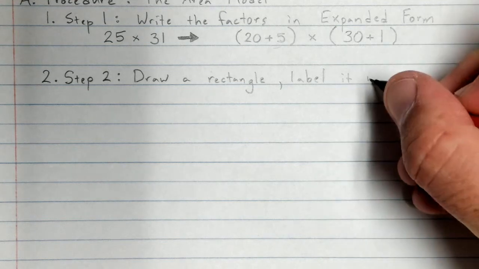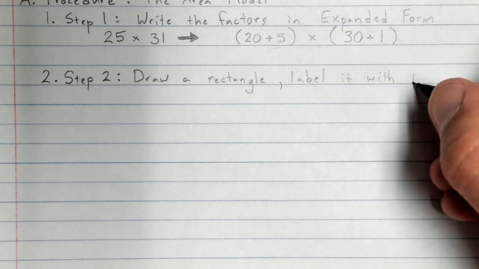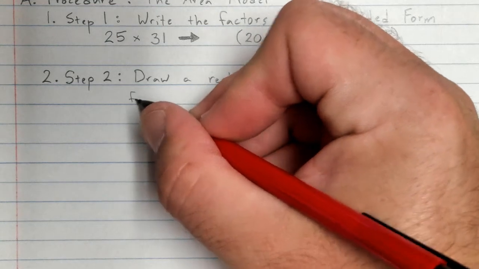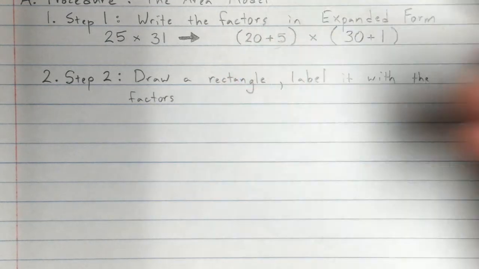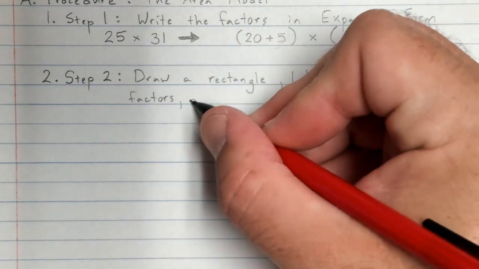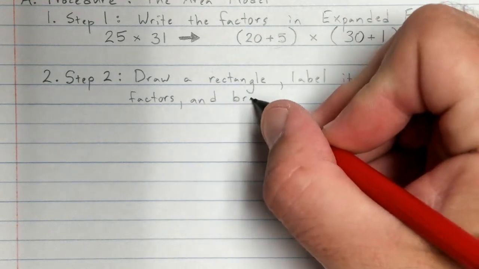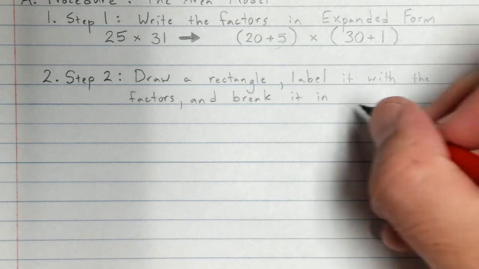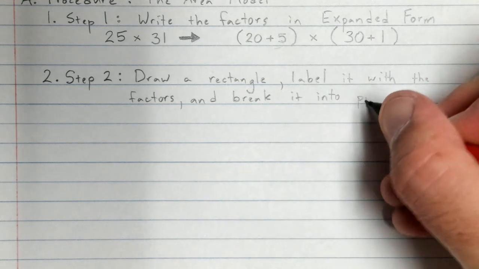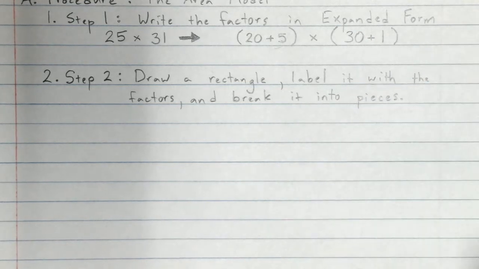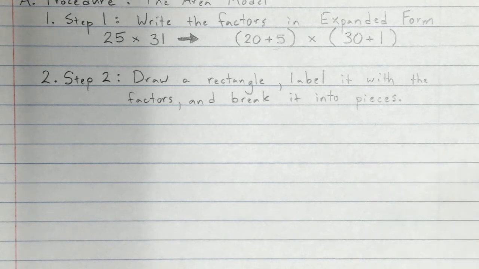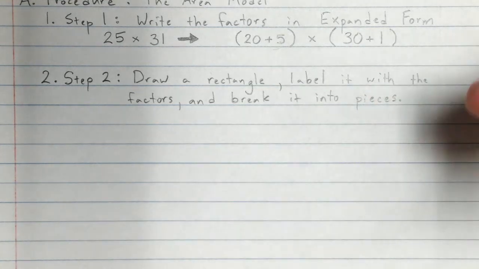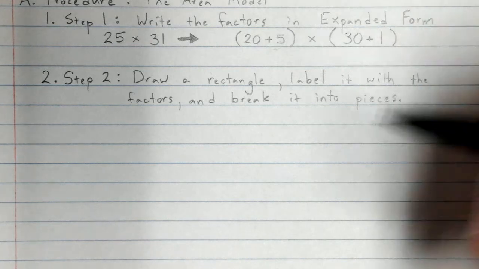Label it with the factors and break it into pieces. Break it into pieces. All right, let's see what that looks like. Okay. Now again, this does not have to be a perfect rectangle. It is just a quick sketch.